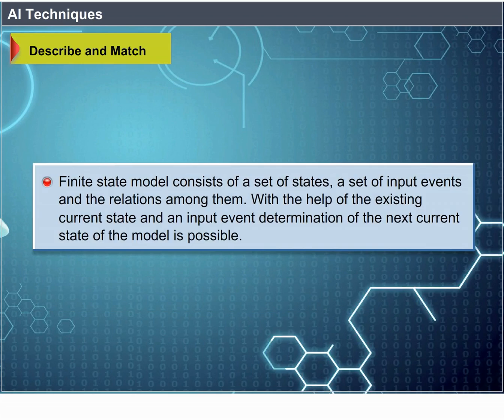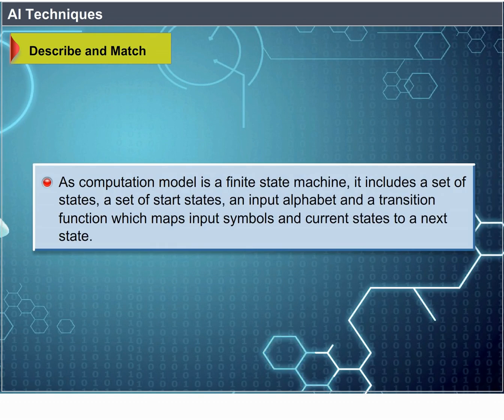A finite state model consists of a set of states, a set of input events and the relations among them. With the help of the existing current state and an input event, determination of the next state of the model is possible. As a computation model, a finite state machine includes a set of states, a set of start states, an input alphabet, and a transition function which maps input symbols and current states to a next state.